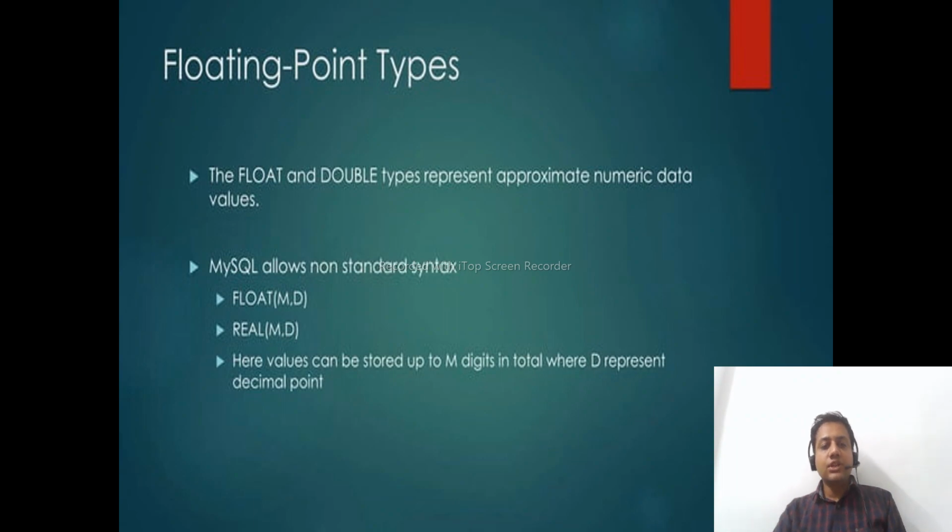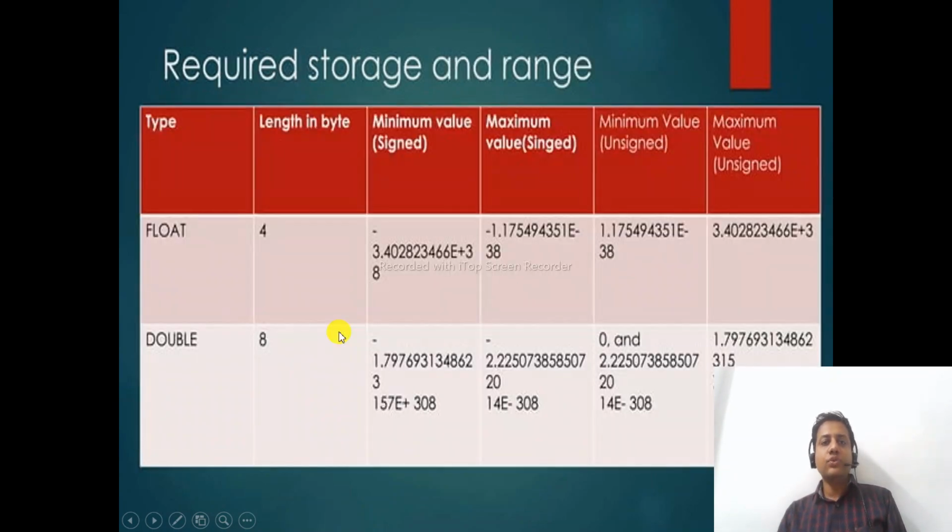Real is a synonym of double only. Here it's written real, but we can also write double. Real and double are one and the same thing. Now let's move to next. Here we can see the float will take 4 bytes, whereas double will take 8 bytes. And here is the range which I have already told you.